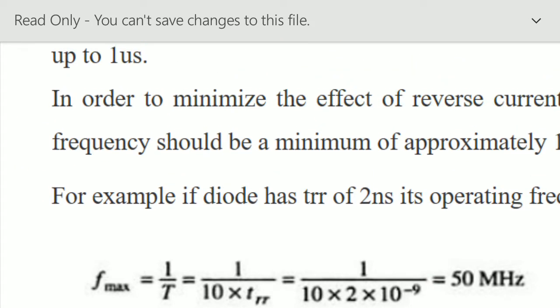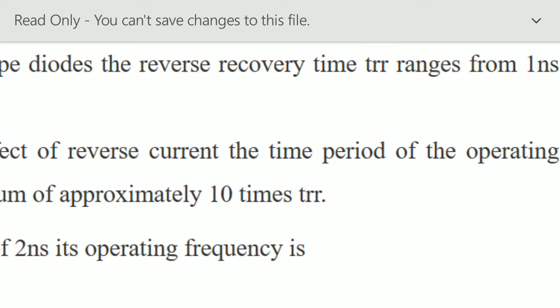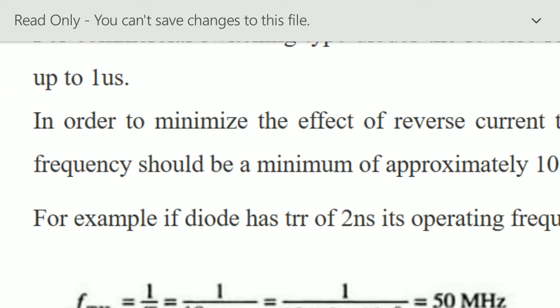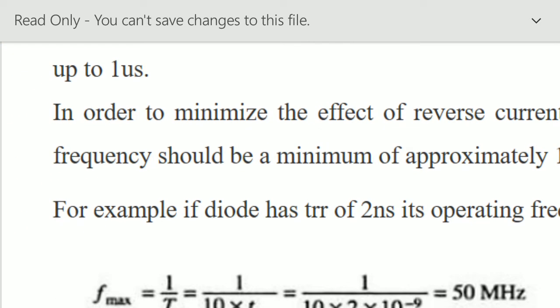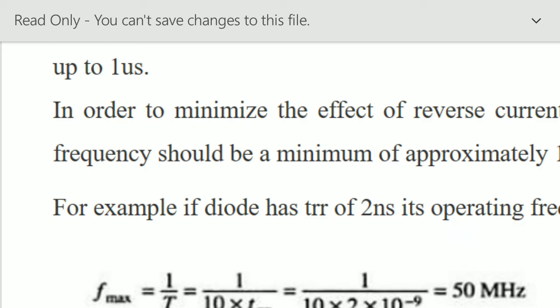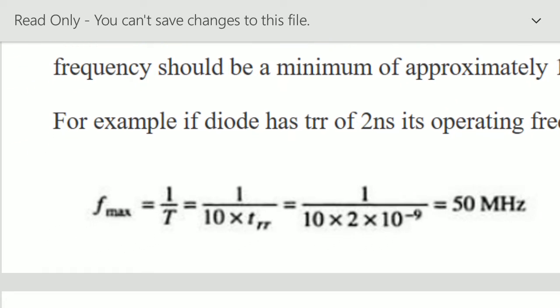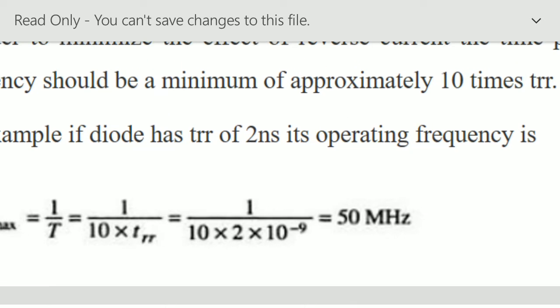To minimize the effect of reverse current, the time period of the operating frequency should be a minimum of approximately 10 times TRR. For example, if a diode has TRR of 2 nanoseconds, its operating frequency is Fmax equal to 1 by T, that is 1 by 10 into TRR, 1 by 10 into 2 into 10 power minus 9 seconds, which is equal to 50 megahertz. So keep in mind, the operating frequency should be 50 megahertz if the reverse recovery time is 2 nanoseconds.